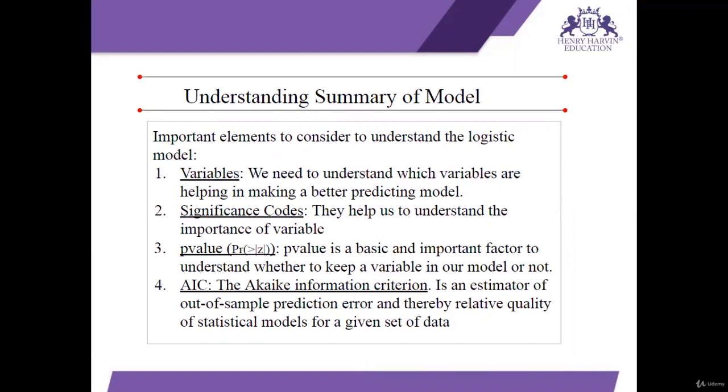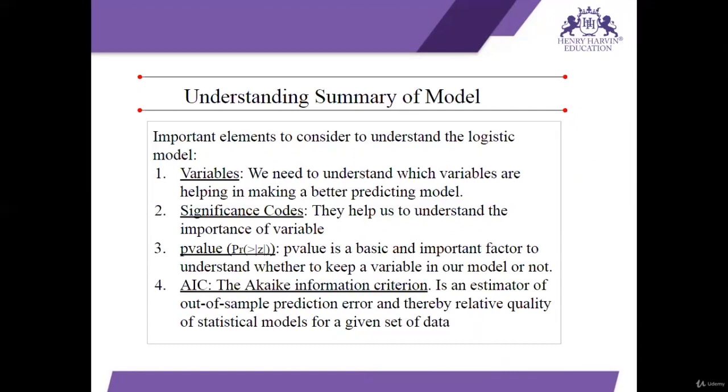Next are significance codes. They help us understand the importance of variables. As we also discussed in linear regression models, significance codes help us understand which variables are important for the model, or which variables are affecting the predicted value of that model. Next is the p-value. The p-value is a basic and important factor to understand whether the variable is good for our model or not. The p-value should always be less than 0.05 in order for the variable to be kept in the model.